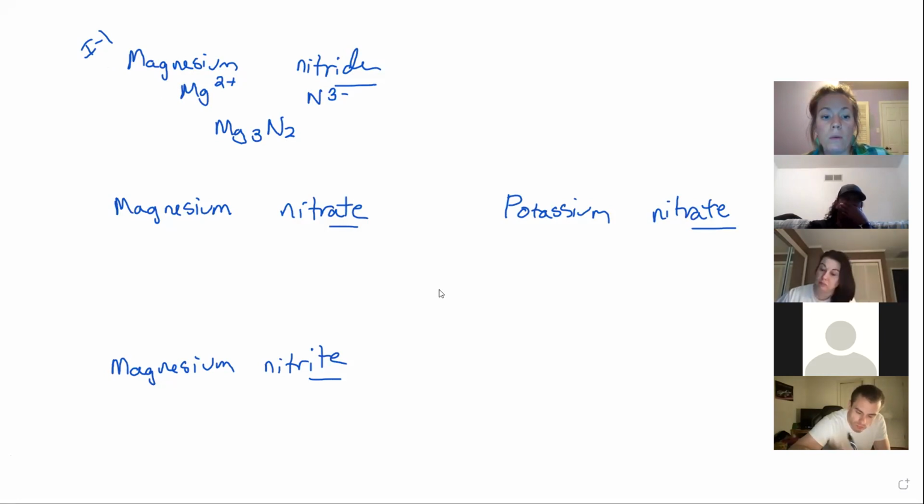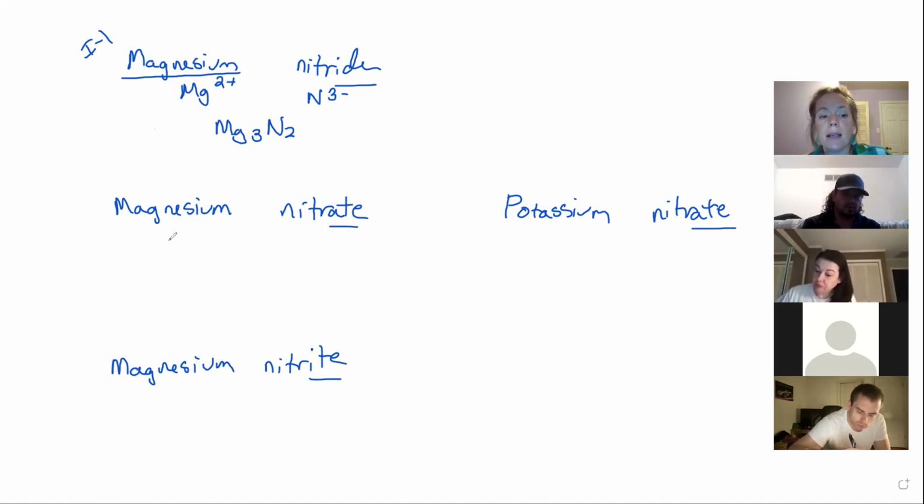Where do you get the Roman numeral? We won't have any Roman numeral for magnesium because magnesium always has a 2+ charge. Why? Because it's a main group element. It's in column 2. It always has a 2+ charge. So I would never call this thing magnesium 2 nitride. This and this are redundant information. That would be an incorrect name.